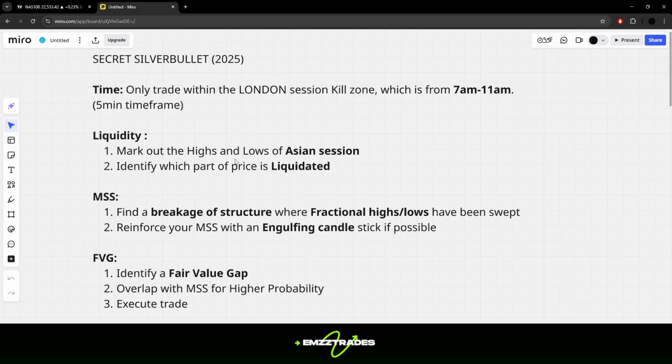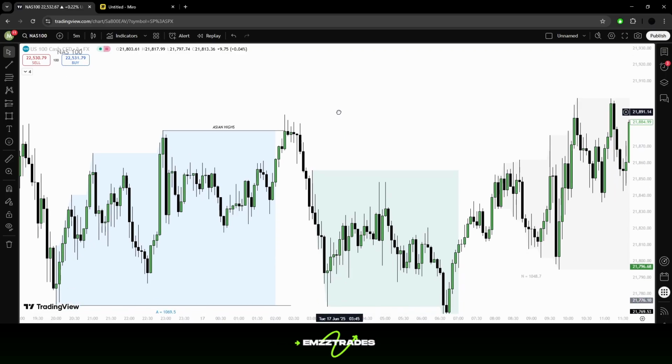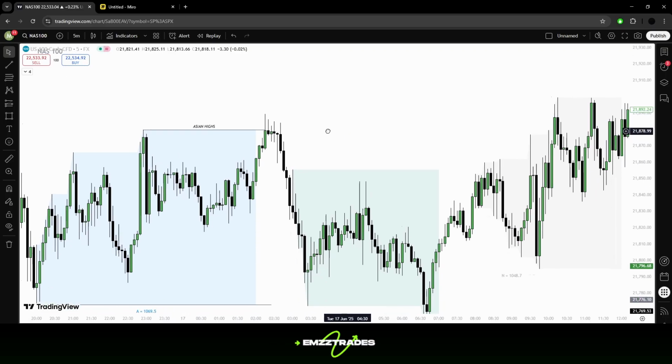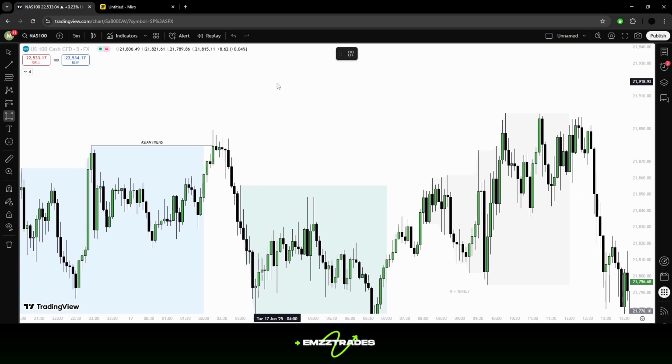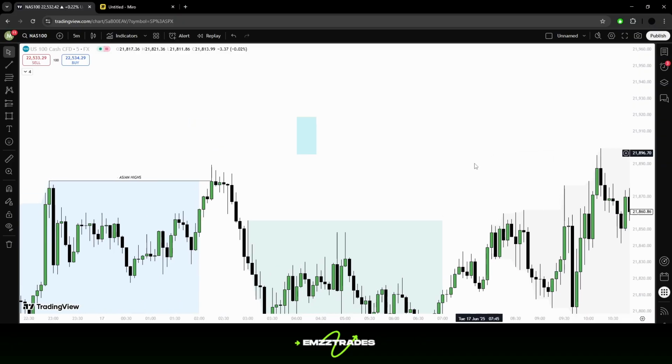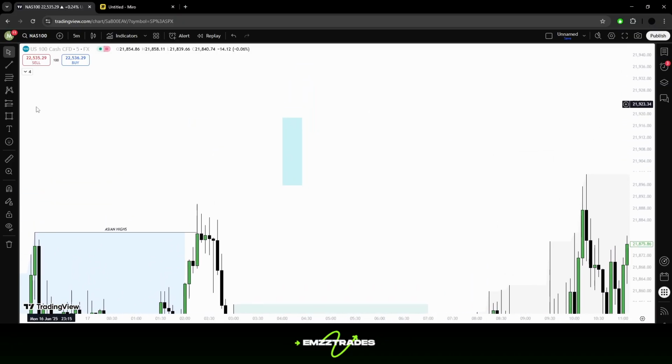As soon as the highs get swept, we need to find a break of structure where fractal highs and fractal lows have completely been swept, and then we can reinforce our market structure shift with an engulfing candlestick. I'm going to be showing you exactly what a fractal high and a fractal low is. So a fractal low is a series of 3 candles, in which the one in the middle is the longest one, including the wicks. So it can be something like this, as you can see right here.